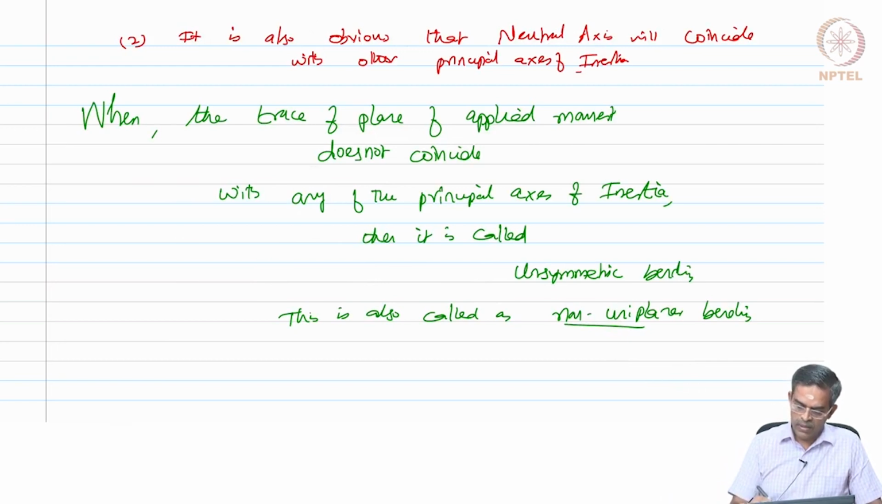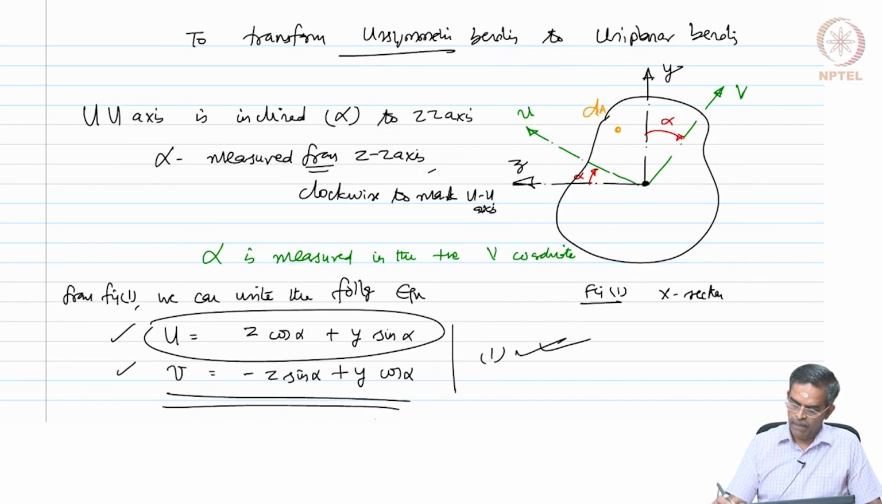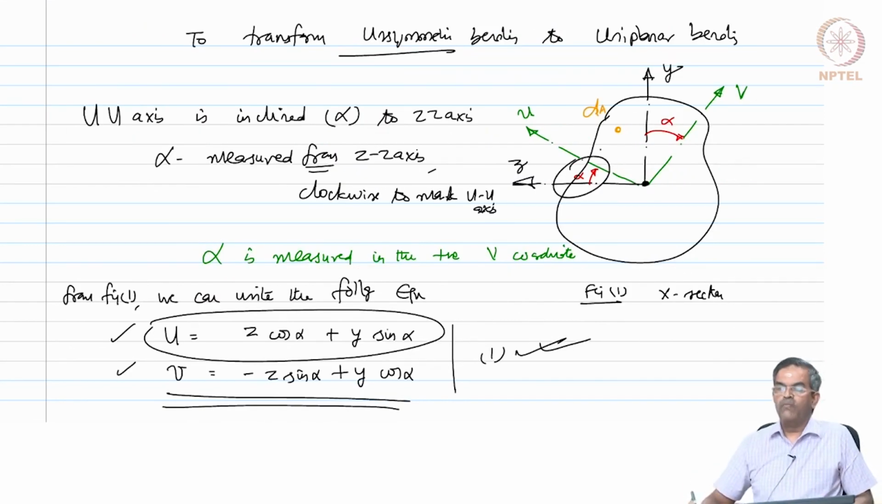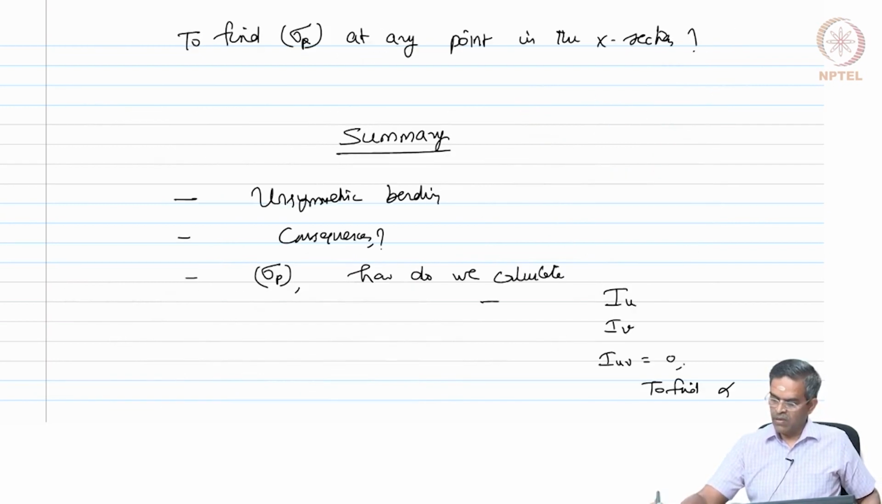Remember, alpha is an angle of the UU axis with the ZZ axis, measured from the positive Z to positive U, or positive V to positive Y, in a specific manner. So, if I know this, using the equation we will be able to find the stresses. That is what we discussed briefly, and we will explain the equation for how to find stresses in case of unsymmetric bending in the next lecture.